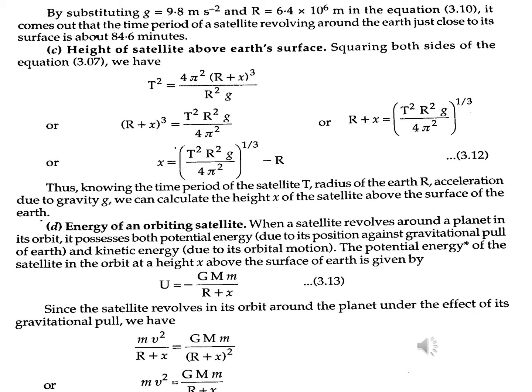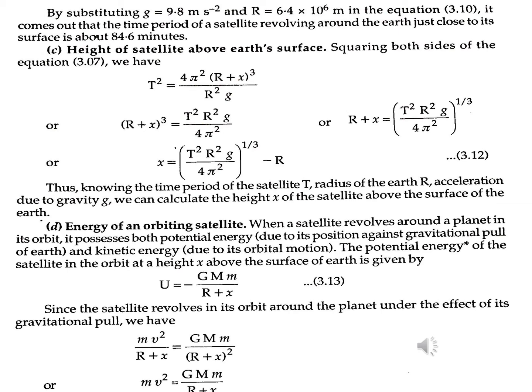Since the satellite revolves in its orbit around the planet, the centripetal force is provided under the effect of gravitational pull. So centripetal force m v square upon r plus x is equal to gravitational force G, capital M, small m upon r plus x the whole square. Putting the value of GM in the equation, we get the velocity v is equal to g r square upon r plus x, under root.